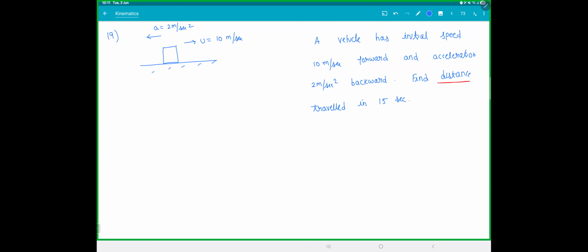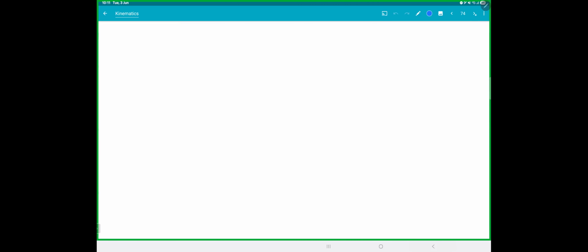Let's see. Same story. The moment I ask you distance, you have to draw a picture. If you don't draw a picture, you'll not know what to do. Now, if you take the formula, S is equal to ut plus half at square. So u was 10, right side. Time is 15. Acceleration is backward, so minus sign. So minus 2 and 15 square. This will give you S is equal to minus 75 meters. Remember this. This is displacement.